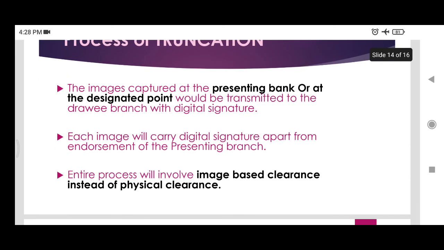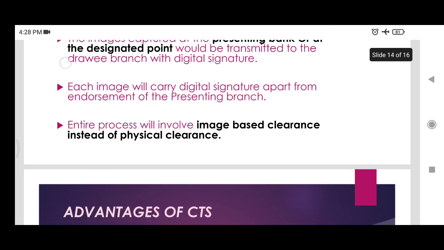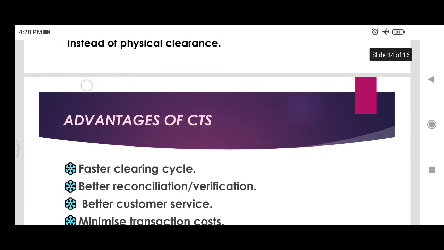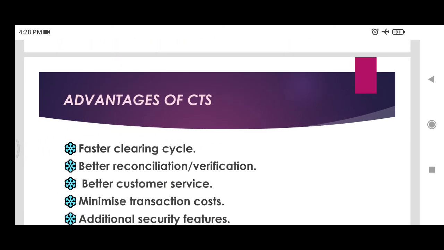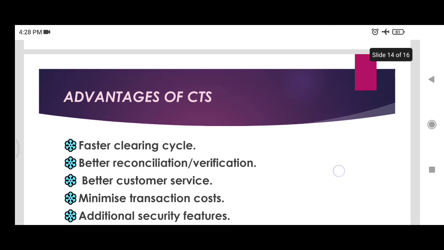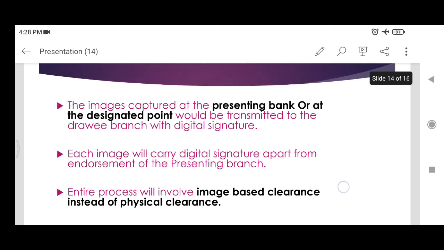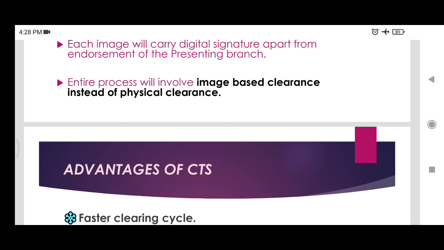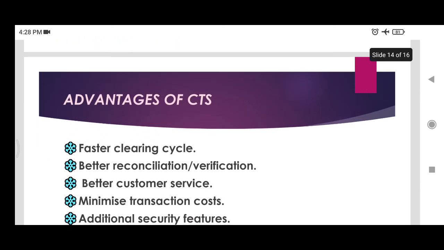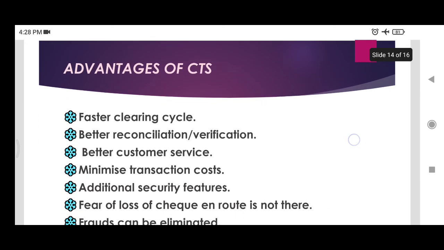Each image will carry the digital signature apart from the endorsement of the presenting branch. The entire process involves image-based clearance instead of physical clearance. As I said previously, by using the digital way, they will validate the check, whichever is the original, and finally they will withdraw the money wherever they want, at whichever branch they need. Now we'll see the advantages of the check truncation system.